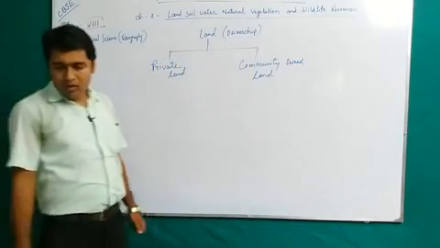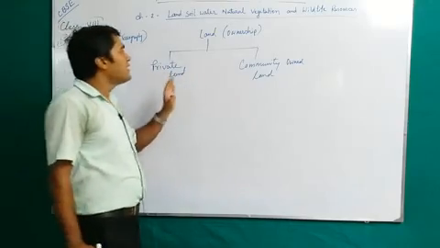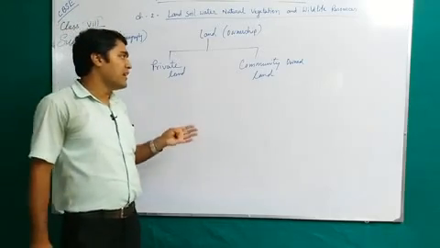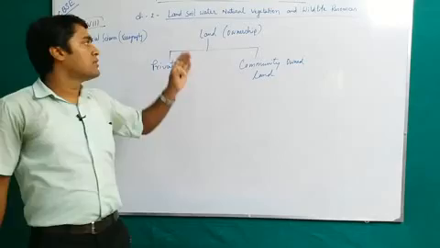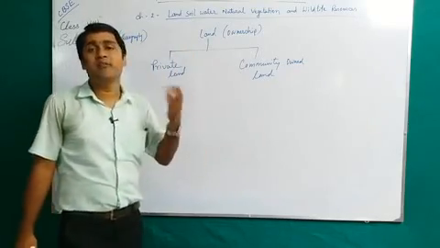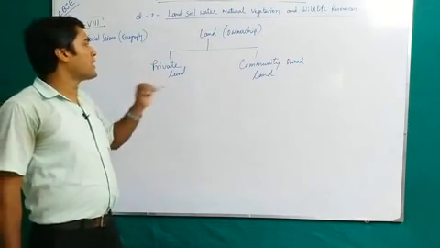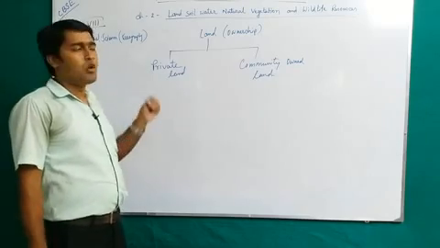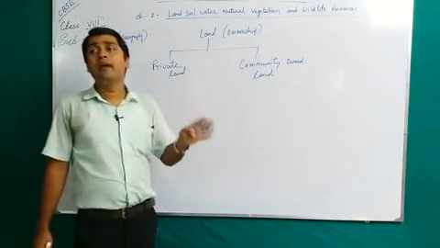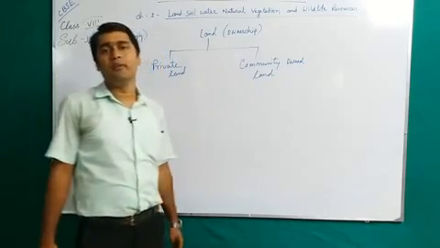So, the first one, private land. What is private land? Very simple. Land owned by any private organization or any individual person, we can say is private land. Whereas community owned land, or community land, is land owned by a group of people or a community.